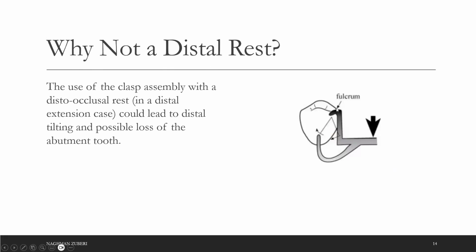Why do we not want the distal rest? The use of the clasp assembly with a disto-occlusal rest in a distal extension case could lead to distal tilting and possible loss of the abutment tooth. We can see it over here. Under the occlusal rest, it will be the fulcrum, which will cause some leverage on the tooth, and maybe in the long term, the tooth is going to be lost.